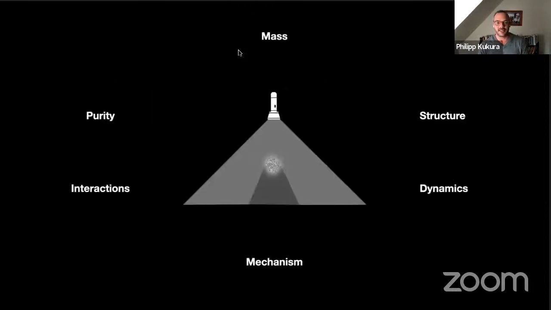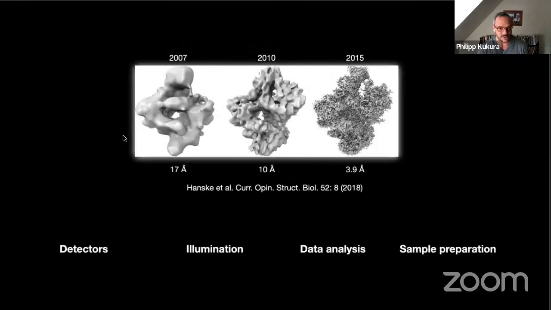All right, and with that, I'm getting to the end of it. So I hope that I've convinced you that by shining light on proteins, you can measure their mass. And if you can measure their mass, you can do lots of interesting things. You can find out about structure, dynamics, mechanisms, interactions, purity.